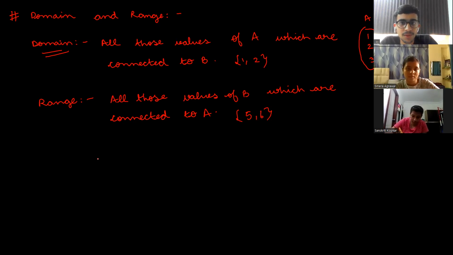You now know what are relations, you know what is domain and range, you now know if A has some elements, B has some elements, how do you calculate the number of relations? Okay. So the next part is actually types of relation. So the very first is void relation.